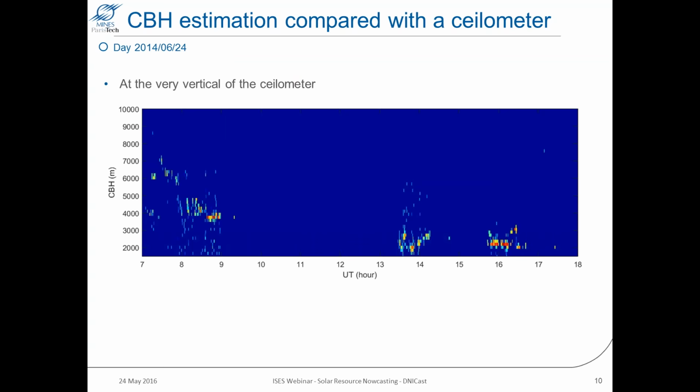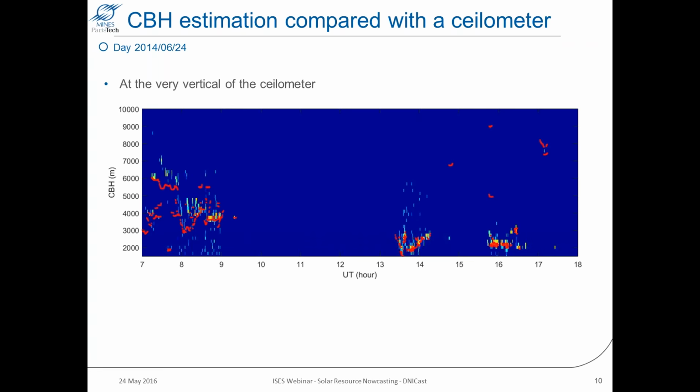Considering the CBH estimation compared to a ceilometer, because on the PSA we have a ceilometer in a very specific place. This is here for 1 day the images from the ceilometer. This is the time here on the x-axis, and this is the cloud-base height, and the spot you can get here is the detection of the cloud corresponding to each level of cloud-base height. So if I superimpose the cloud-base height estimated by the ceilometer with the one that has been detected and estimated by the two cameras at the very vertical of this ceilometer, you get these red dots.